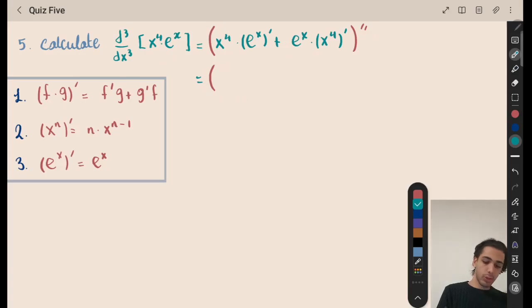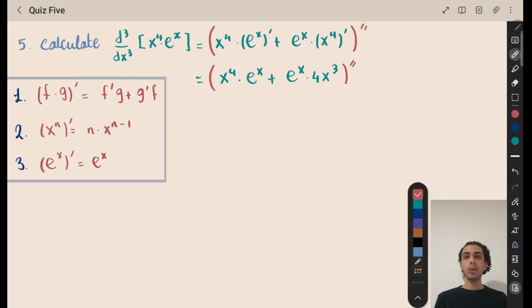So the derivative of e to the x is e to the x. This is fact number 3. And then I add e to the x times the derivative of x to the fourth. And here we use the second point, which is the power rule. Simply, you bring down the power, which is here, and you take away 1. And 4 minus 1, I think, is 3. The last time I checked. So this will be the first derivative.